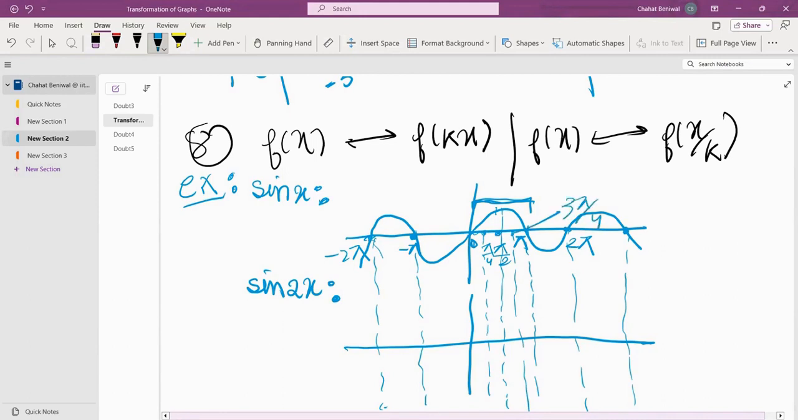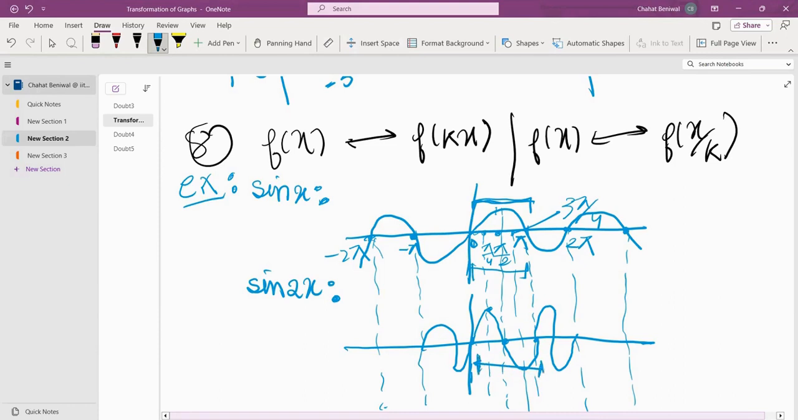So 2 into pi by 4 will be pi by 2 and sin pi by 2 is 1. Then pi by 2 into 2 is pi, which gives 0. And 3 pi by 2 gives -1. And pi into 2 is 2 pi, which gives 0. So what we can see is that the time period of the graph has changed. Here only half oscillation was there within this interval, but now there is one complete oscillation.